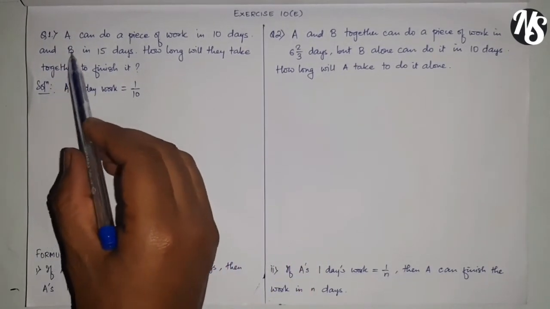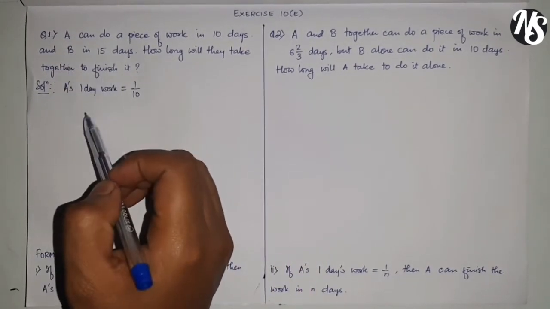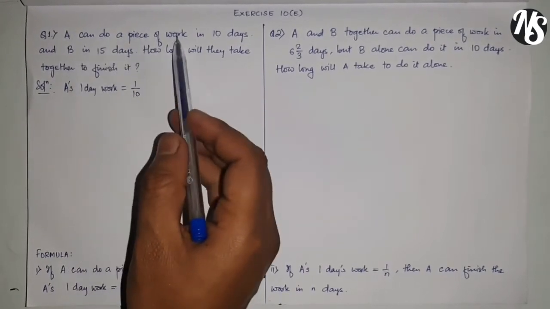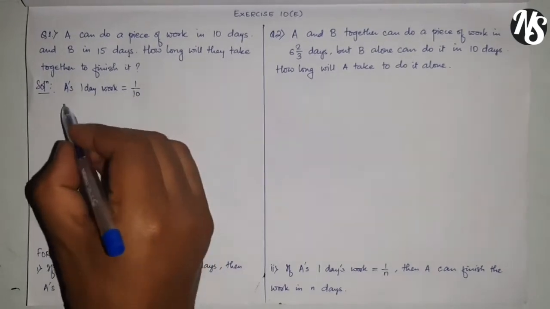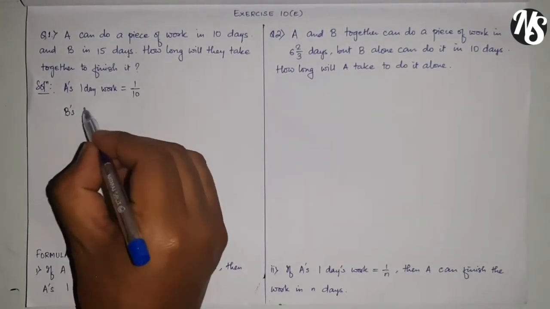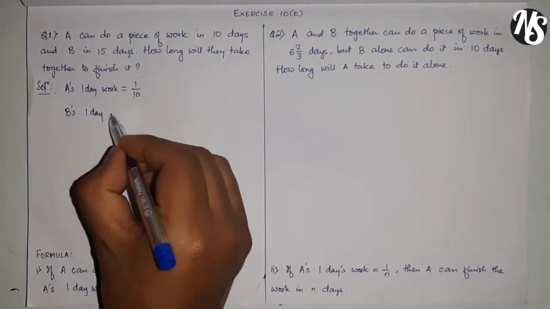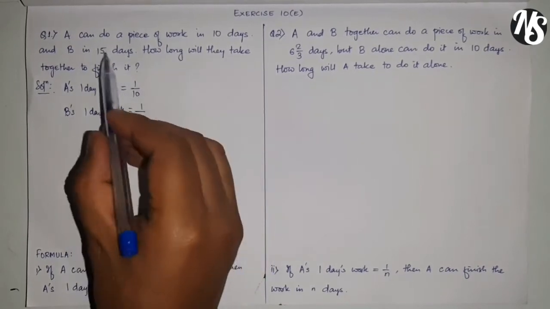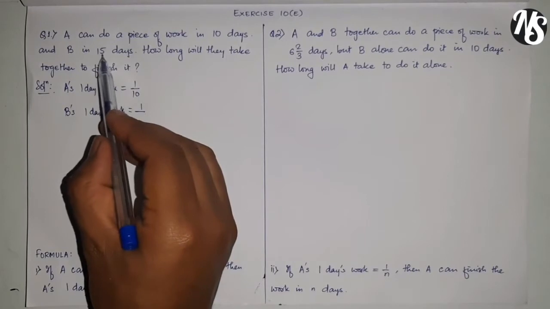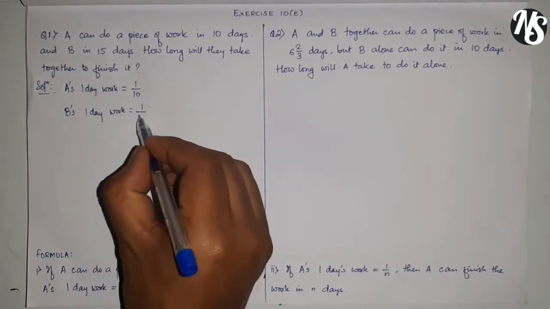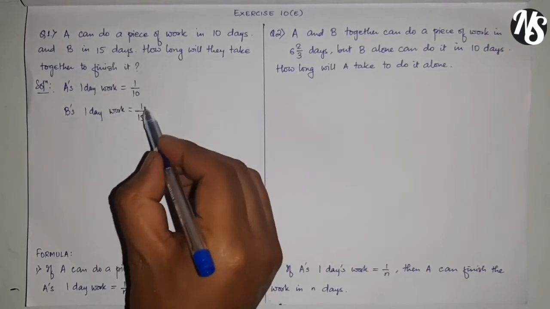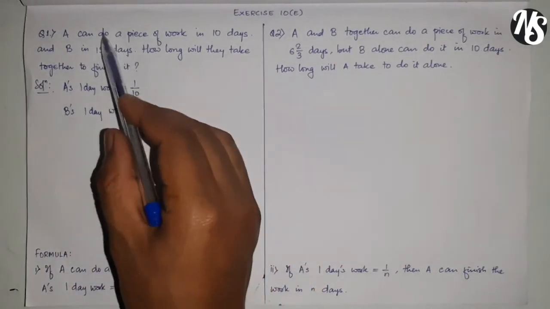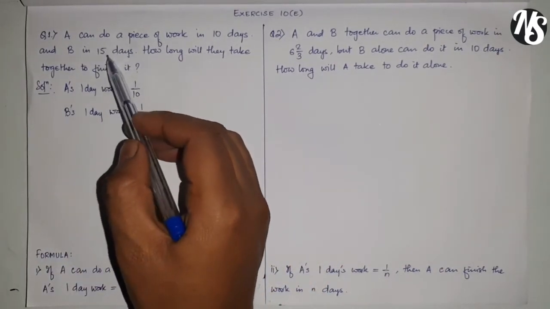Also, B in 15 days means what? It means that B can finish the very same work in 15 days. That means B's 1 day work is going to be 1 by n, but for B, n, the number of days to complete the work, is 15. So B can finish only this much part of the work. Now this is the case if they work individually.